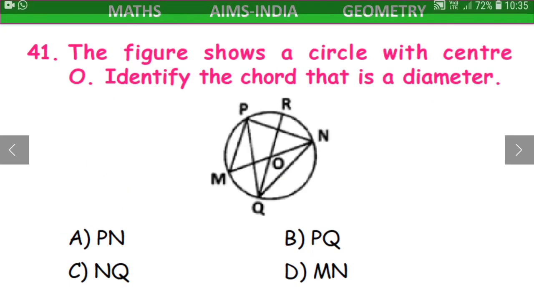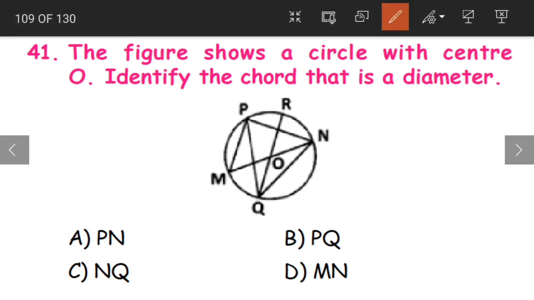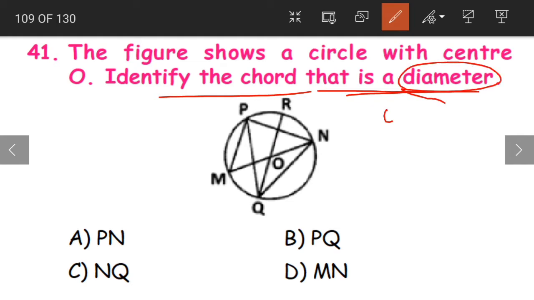Yes. Now question 41. The figure shows a circle with center O. Identify the chord that is a diameter. Now we have to find out the diameter of the given circle. What is the diameter, children? Again, let us revise. What is a diameter? A diameter is a chord that is passing through the center of the circle. It is a chord, that is, it is joining 2 points on the circle, and also it should pass through the center of the circle.